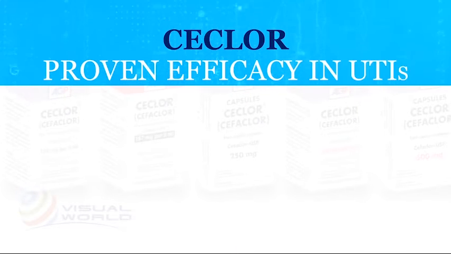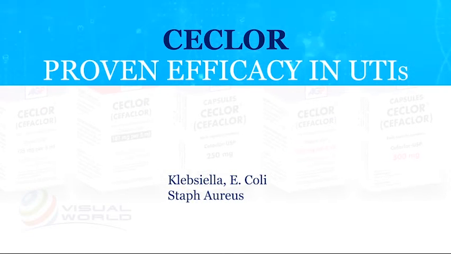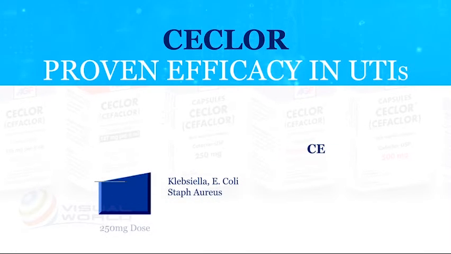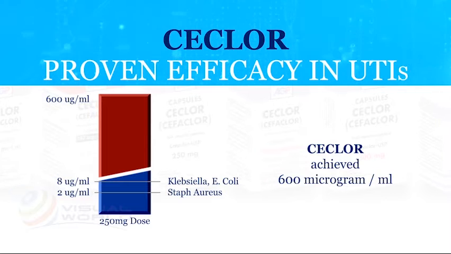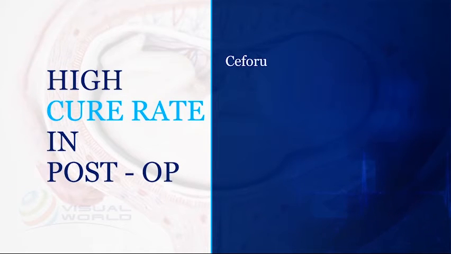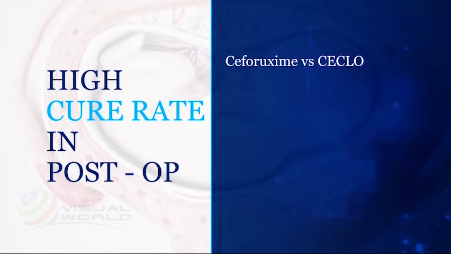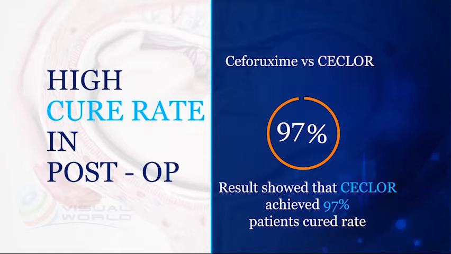Ceclor proven efficacy in UTIs. Against UTI-involved pathogens Klebsiella, E. coli and Staph aureus, Ceclor achieved 600 microgram per ml MIC with a single dose of 250 mg capsules. High cure rate in post-ops. If we compare 1 week post-therapy response of cefuroxime with Ceclor, the results show that Ceclor achieved 97% patient's cure rate.